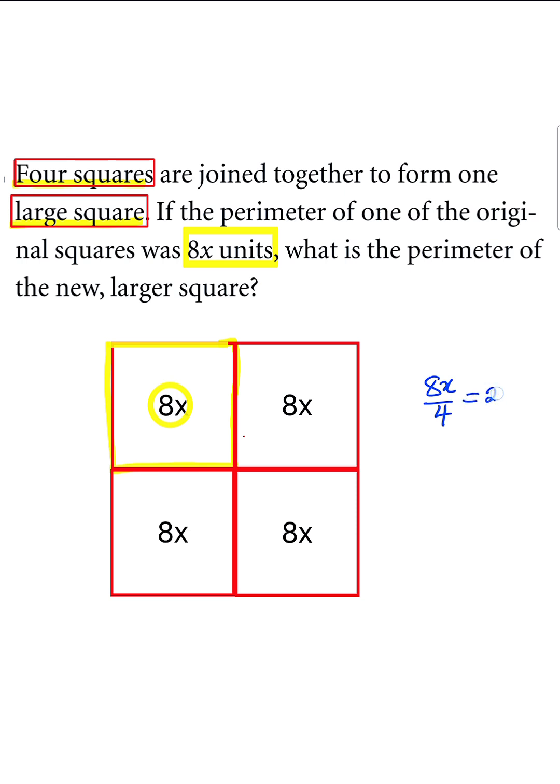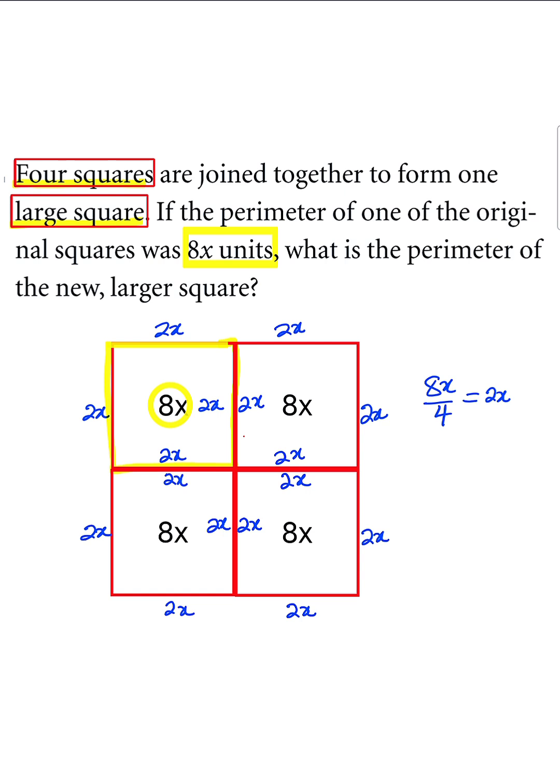Now this gives us 2x, which means each side of each of these squares is 2x, which implies that each of these outer sides is 2x, and the same thing here, 2x each. And why am I doing this? It is to show clarity.